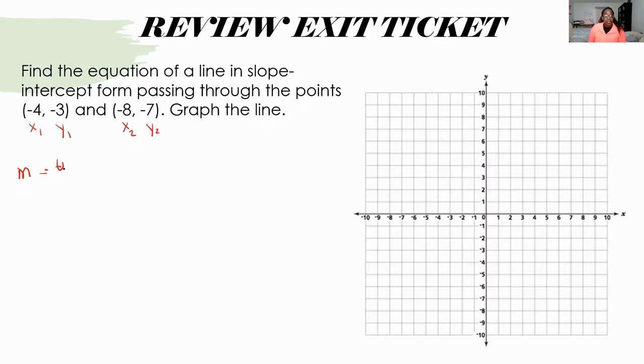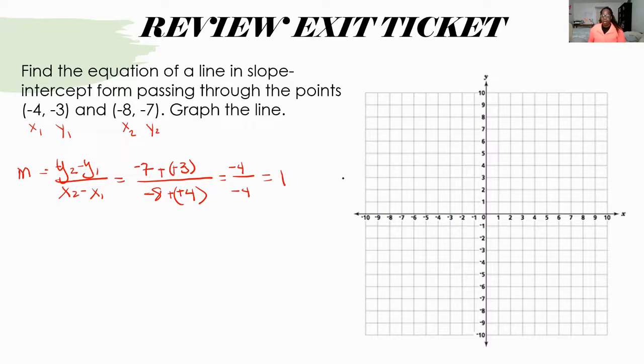So we have y2 minus y1 over x2 minus x1. So we have -7 for my y2, then we have minus a -3, okay? So it's not just going to be -3, it's minus a -3, over -8 minus -4. When you minus a negative, that means this 3 is now going to be positive. So -7 plus 3 gives me -4. The same thing is going on in my denominator with the 4. So it's -8 plus 4, which gives me -4. So -4 divided by -4 gives me 1. That means I have a slope of 1 over 1.